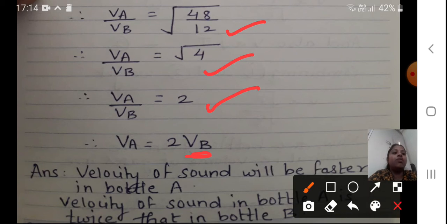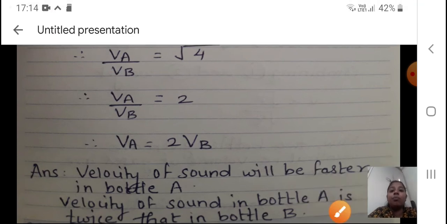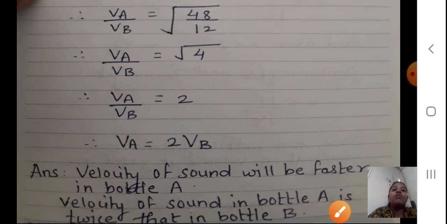So what you will say, students? Final answer, very important to write: velocity of sound will be faster in bottle A. Velocity of sound in bottle A is twice that in bottle B. So in bottle B, it is twice times less than bottle A. Okay students, I hope you understood the sum. When you solve it on your own in the notebook, you will understand it better. So solve it in your book, students.